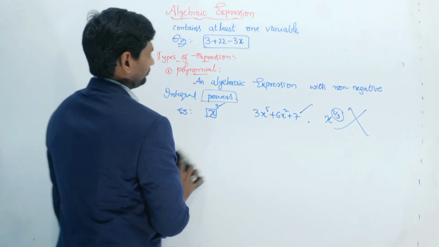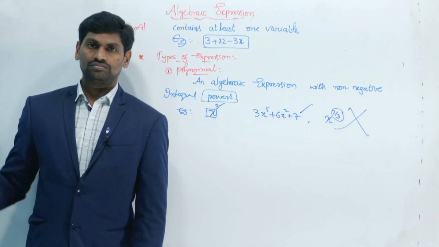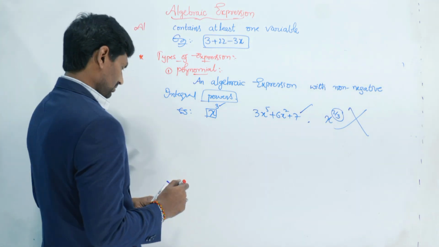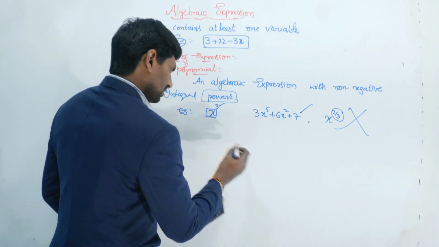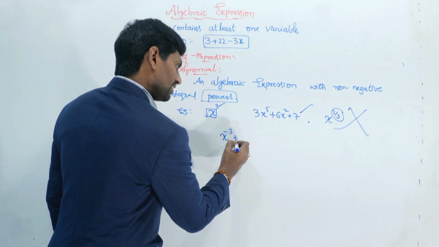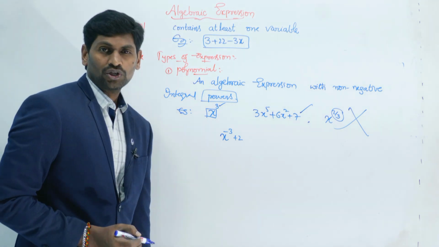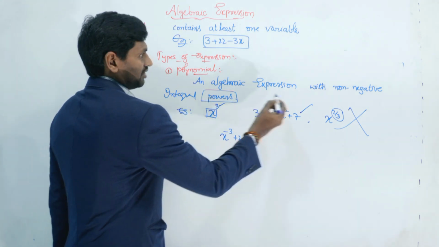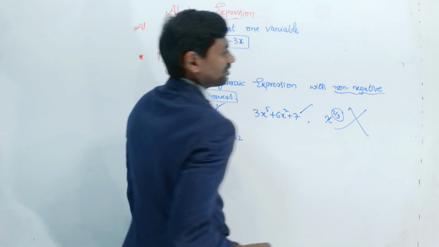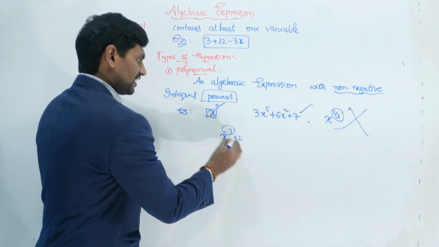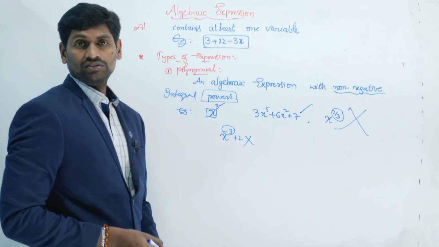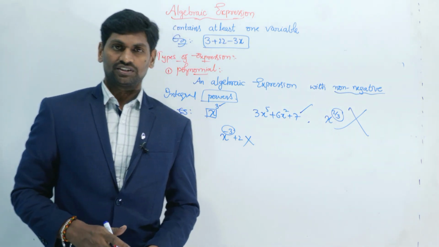Okay? For example, x power minus 3 plus 2. Is it a polynomial? The power must be non-negative, but it is negative, so it is not a polynomial. Okay, we should check like that.